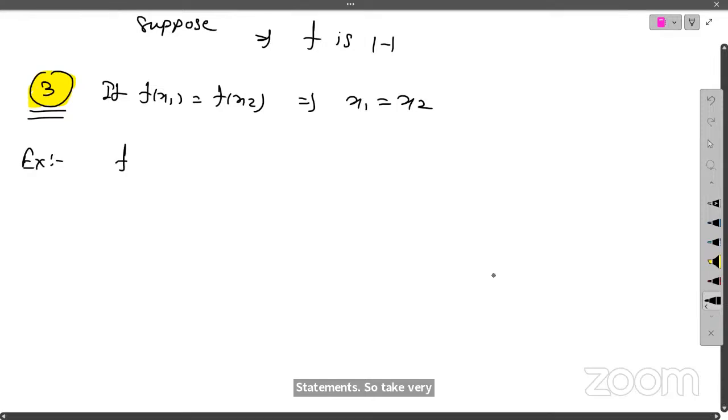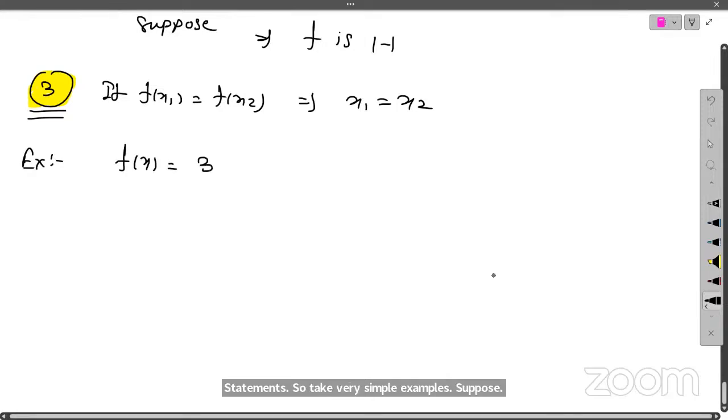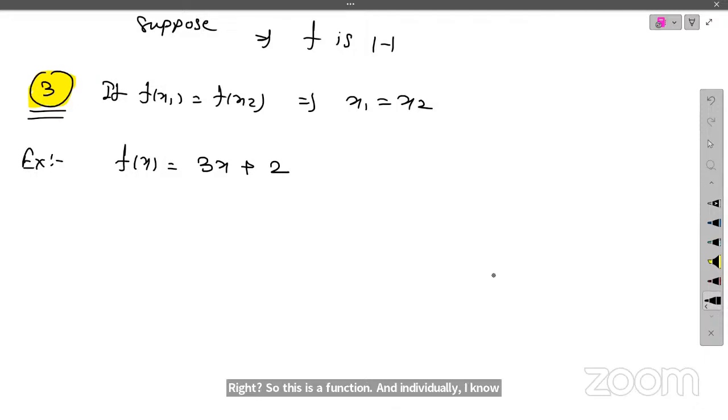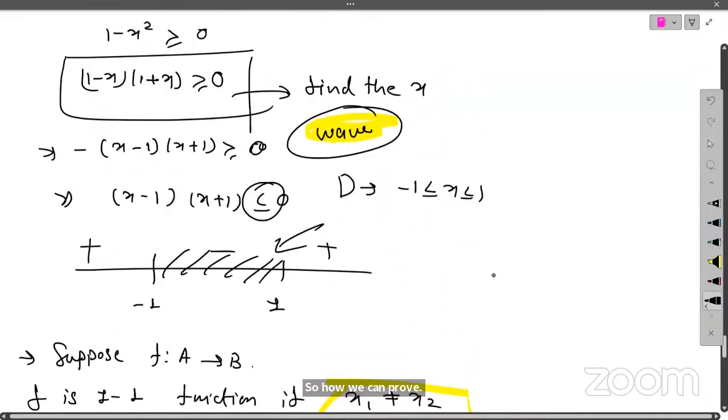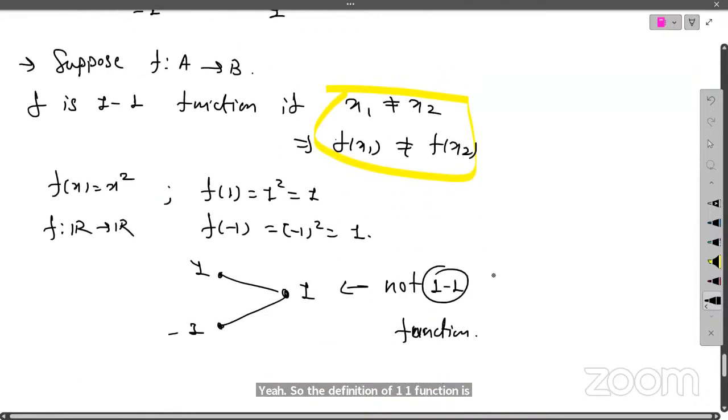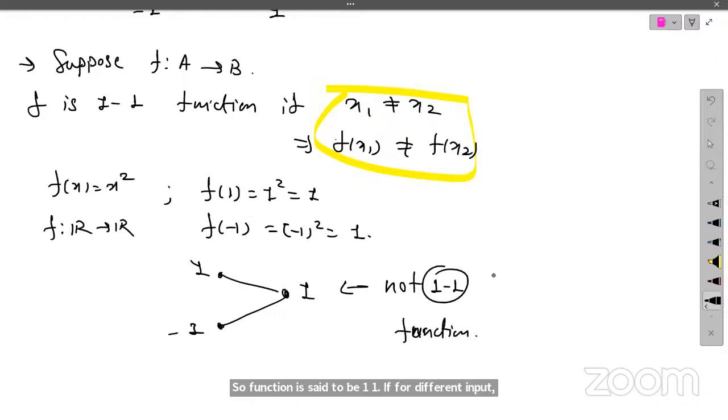So suppose you have a function f of x is equal to 3x plus 2, right? So this is a function, and intuitively I know that this is a 1-1 function, but again we have to prove it. So how can we prove it? The definition of a 1-1 function is: a function is said to be 1-1 if for different inputs we have different outputs. That means if x1 is not equal to x2, then this should imply f of x1 is not equal to f of x2.